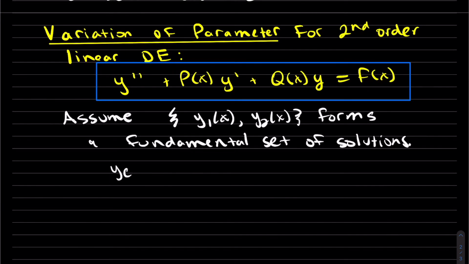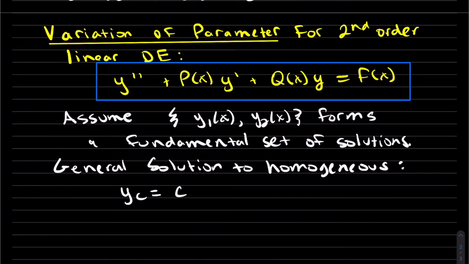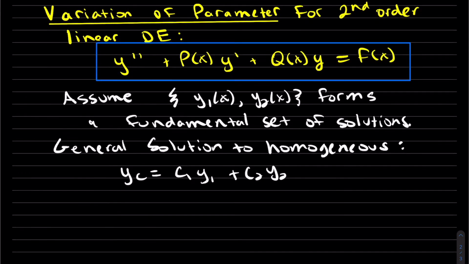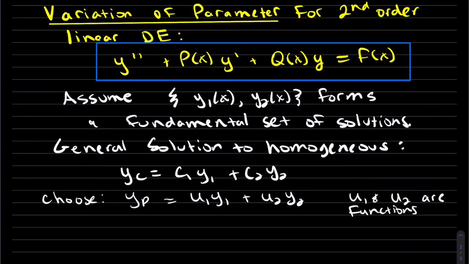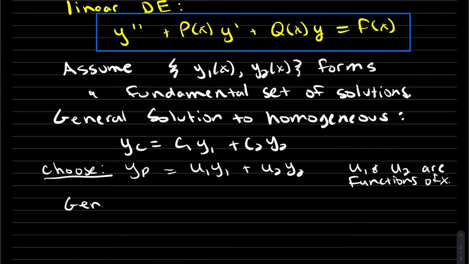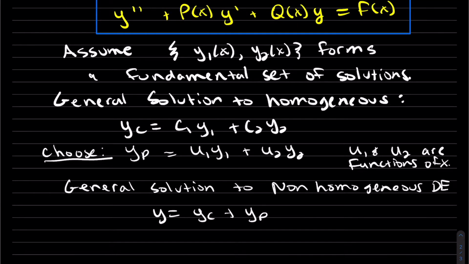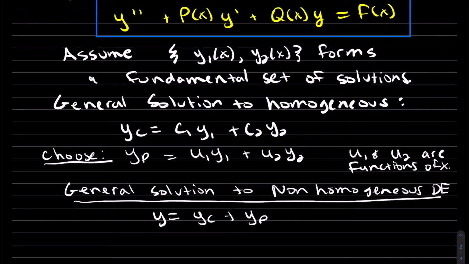That means my yc, which is my homogeneous solution, is yc equals c1 y1 plus c2 y2. So what we're going to do to find yp, we're going to choose yp, same idea. Instead of constants, we're going to make each of those independent. So we'll do u1 y1 plus u2 y2, where u1 and u2 are functions of x to make those independent. And once we can solve for u1 and u2, we basically have our particular solution and our general solution. We add them up, and that's our general solution to the non-homogeneous DE that we started with, this one.